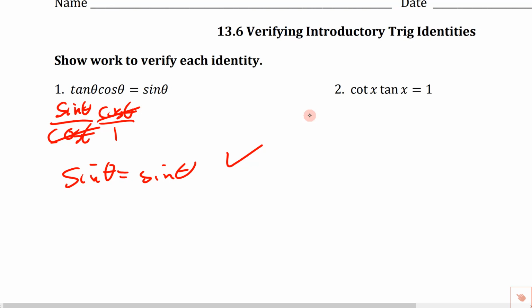You have several problems that are relatively easy. They'll get progressively more difficult. Okay, give those a shot.